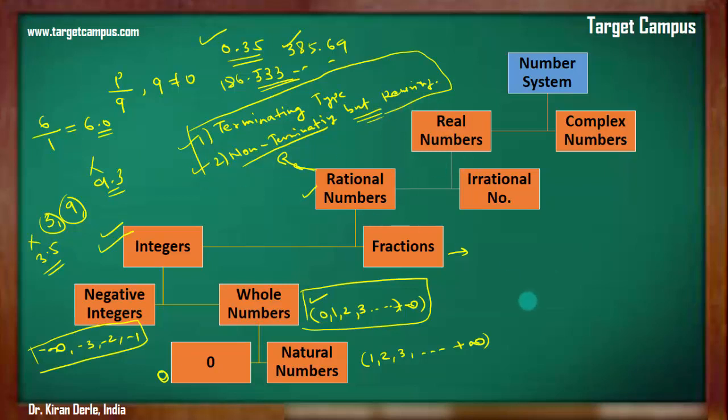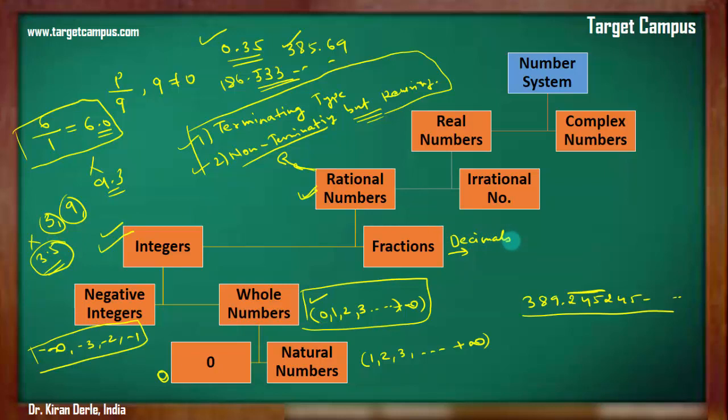In some cases you may get this also: 389 plus 0.245, like this. Something is recurring here, so that's why it is a rational number, right? So under rational numbers we have integers like this. It satisfies the property of a rational number. And here we have fractions. Here we are not considering decimals separately, but we can also call them decimals, right?